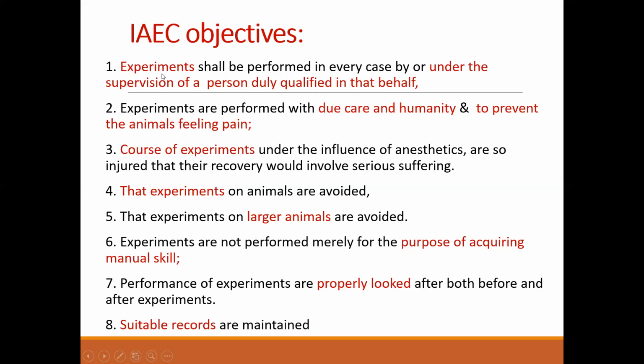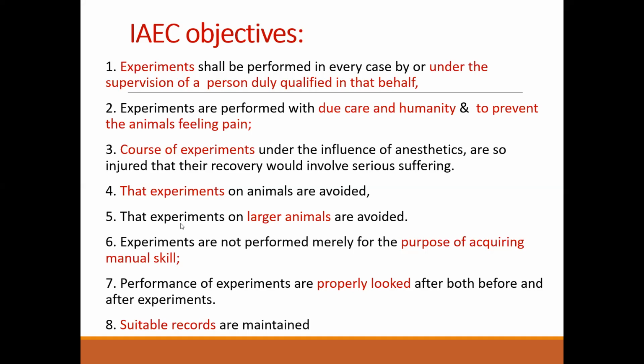Experiments should be performed under the supervision of a duly qualified person. The person should be qualified in the animal house so they can handle the animals in an animal house. Then experiments are performed with due care of animals, and animals should be prevented from feeling pain. That should also be taken care of by the IAEC committee. Then in the course of experimentation, which anesthetic agents are used and what is the dose, right? Serious suffering to the animal should be avoided. That should be the consideration of the IAEC.